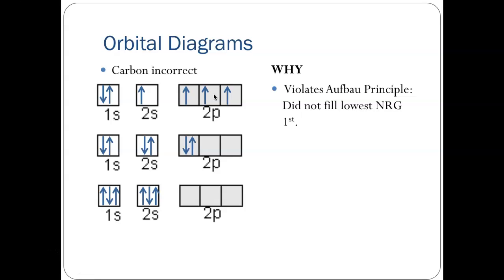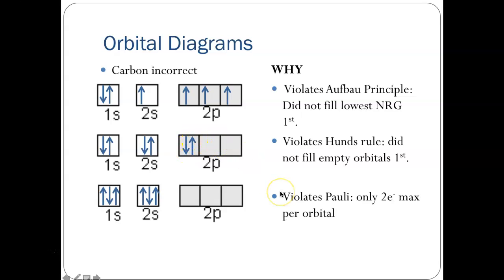Next, let's look at this second example here. Which rule do you think is broken here? If you decided that this one violates Hund's rule, you'd be correct. Hund's rule states that it needs to fill those empty orbitals first before pairing up. Here we see that these 2 arrows are put in the same orbital before spreading out. So we need to make sure that these arrows are separated.